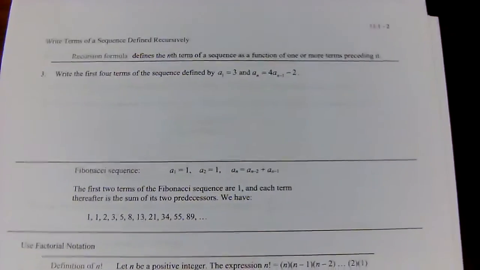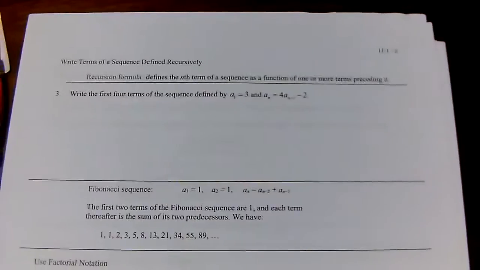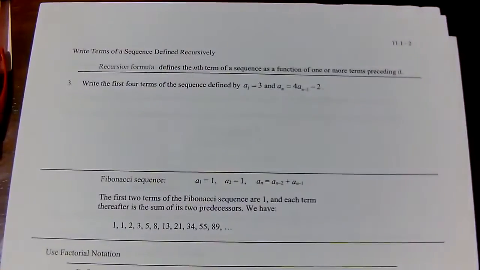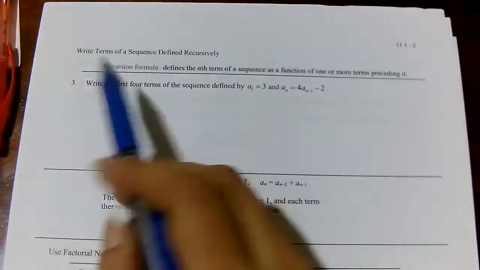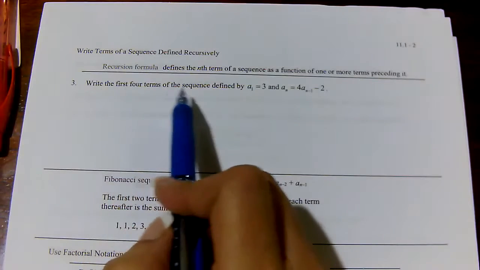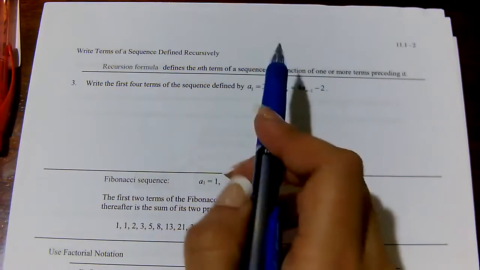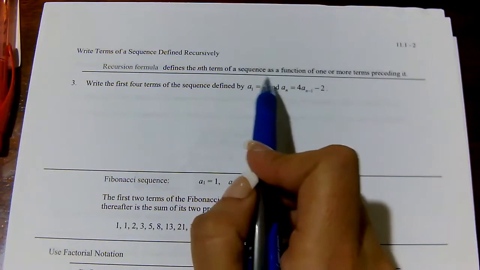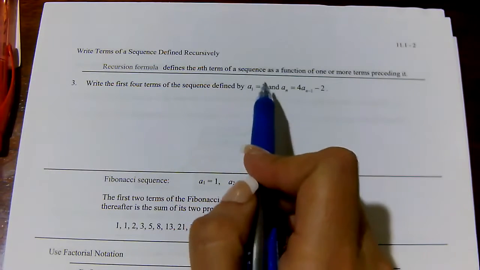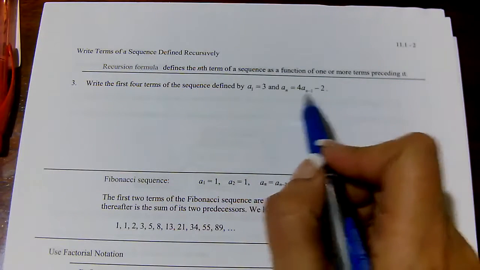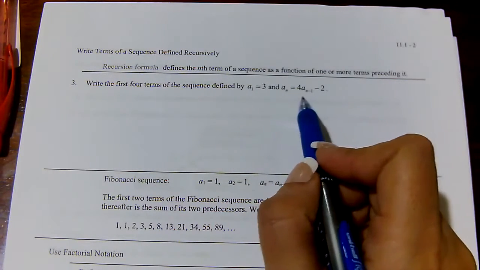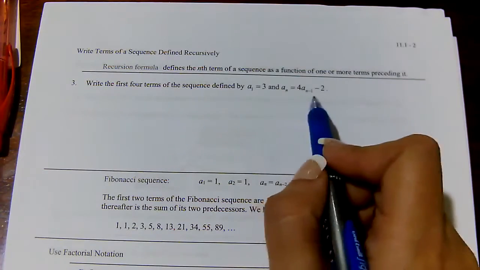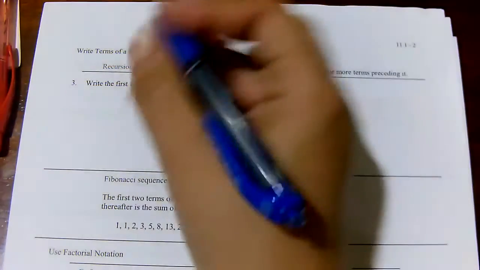Okay, so we're going to go ahead and do that. Let me fix this a little bit. Okay, here we go. All right, so write the first 4 terms of the sequence defined. This is telling you what the actual first term is. This is also telling you the specific formula. Okay, so let's start here.